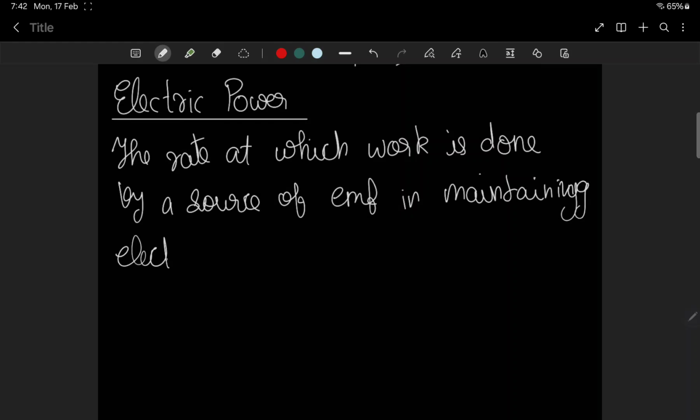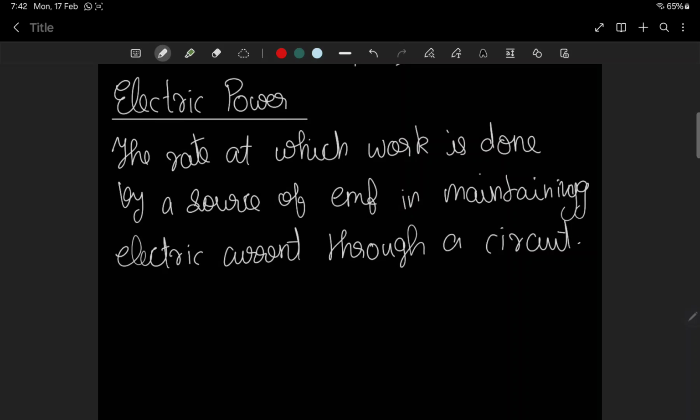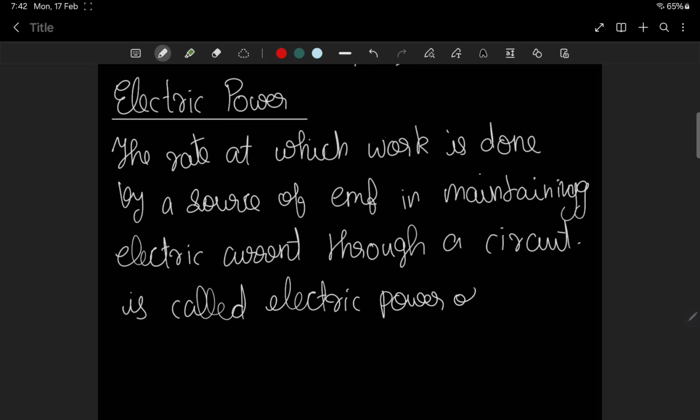through a circuit. The rate at which work is done by a source of EMF in maintaining electric current through a circuit is called the electric power of the circuit. Got it?